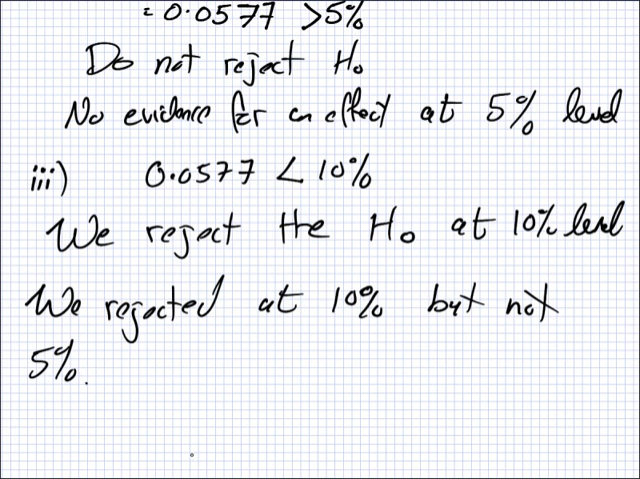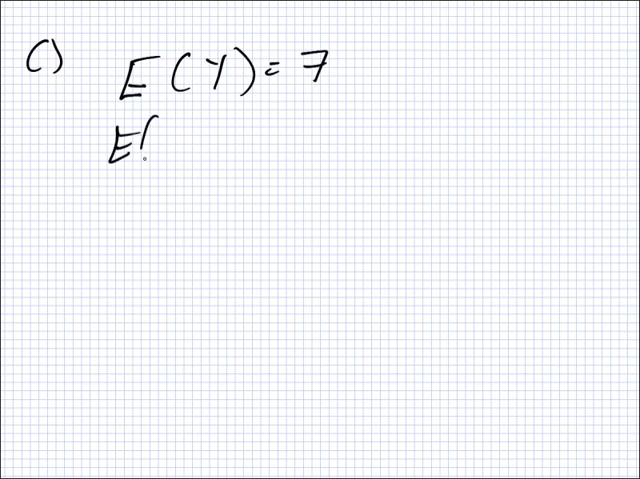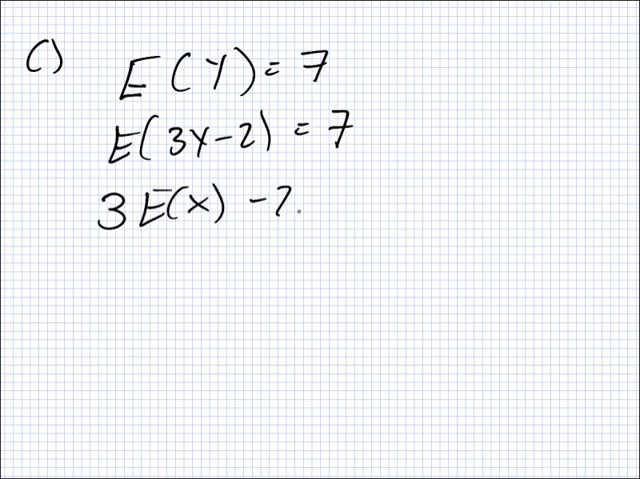Can I scroll down? C. Okay. What's the expected value of x? So they tell you the expected value of y is 7. And they tell you that y is 3x minus 2. Yeah. So that means 3 times expected value of x minus 2 equals 7. So the expected value of x is equal to 3 if you solve that.